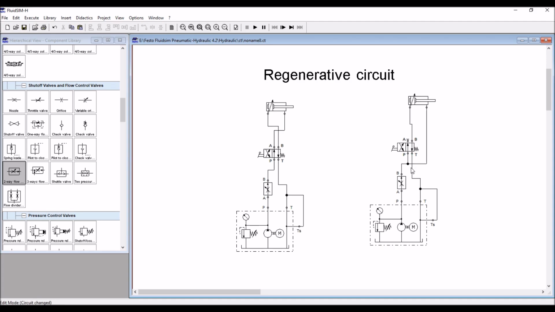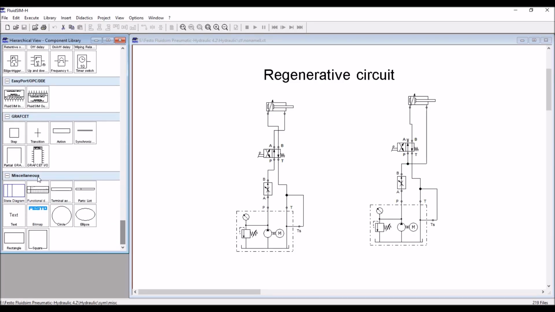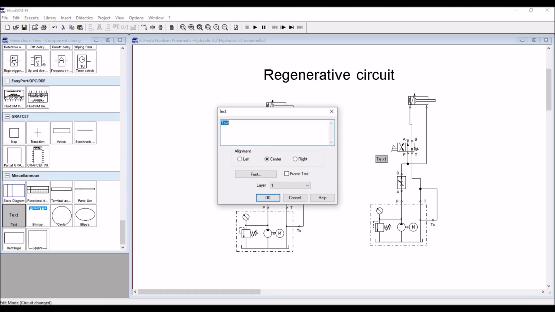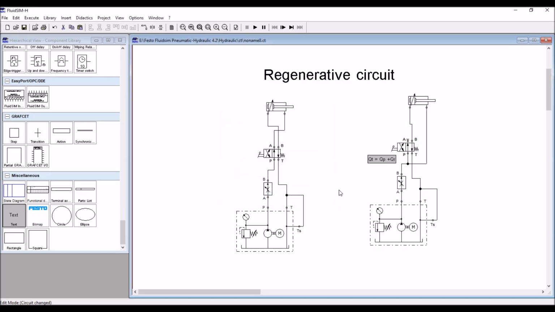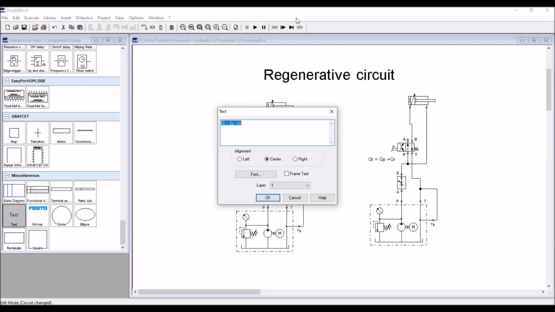That means here at this point, total flow QT is equal to QP, that is pump oil, plus QR, rod chamber oil. But in case of the normal circuit, QT is equal to only QP.